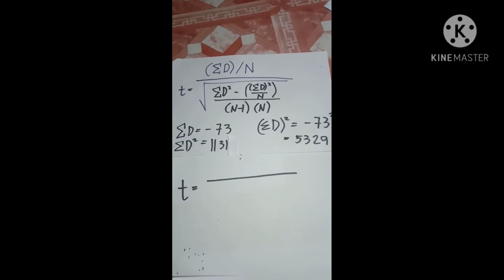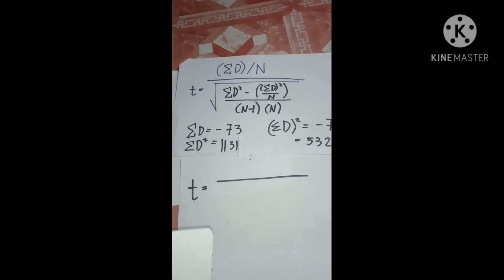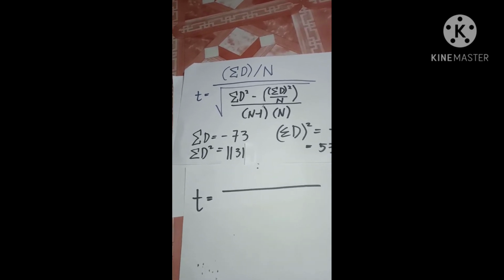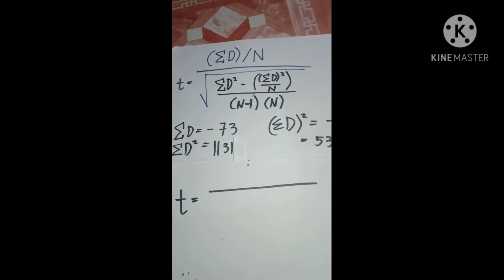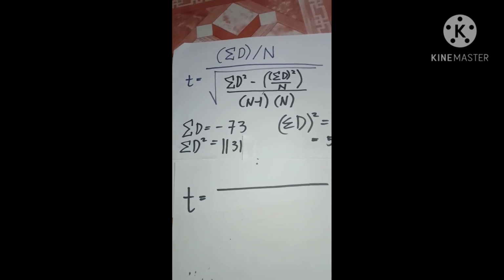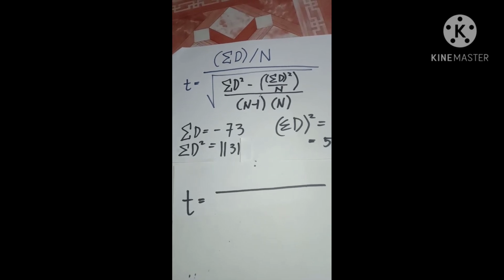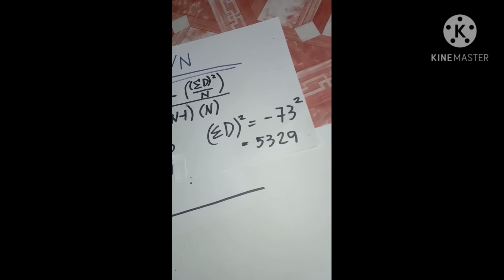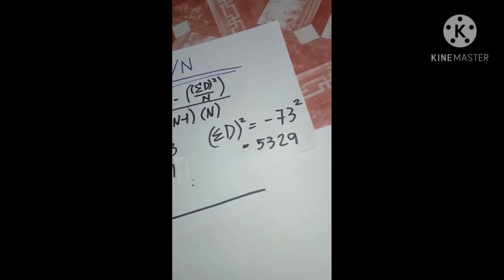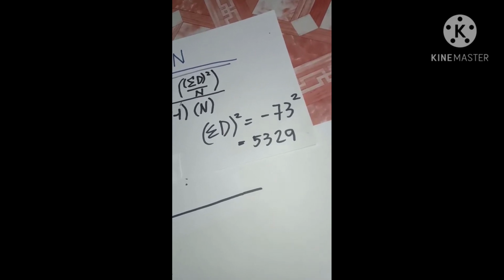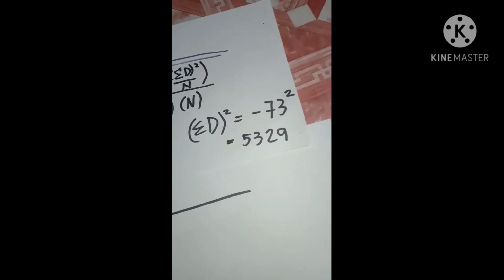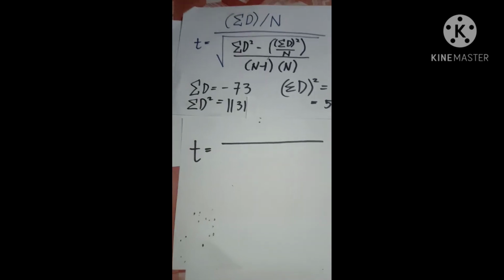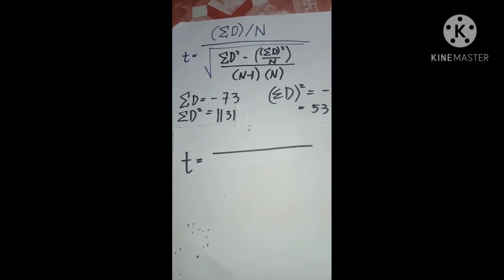From steps 1 to 4, we had the sum of the differences, the sum of X minus Y from step 2, equal to negative 73. We got 1,131 as the sum of the squared differences from step 4. If we compute the sum of the differences from step 2 squared, negative 73 squared is equal to 5,329.